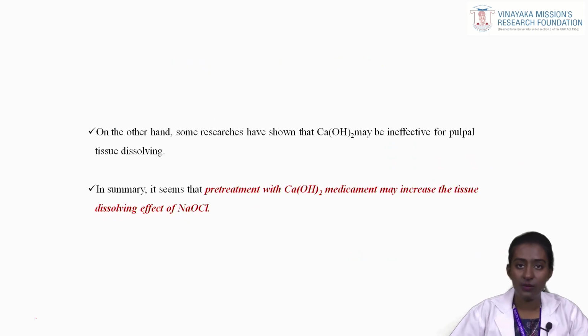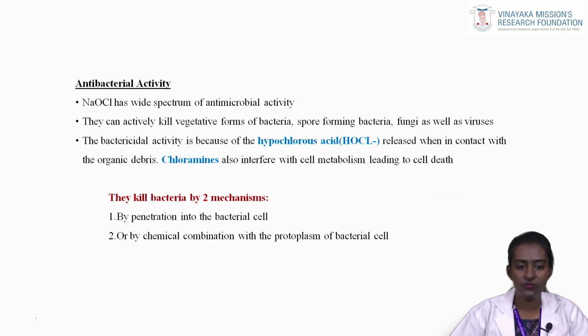On the other hand, some researchers have found that calcium hydroxide was ineffective for pulpal tissue dissolving. So in summary, it seems that pre-treatment with calcium hydroxide medicament may increase the tissue dissolving effect of sodium hypochlorite. The antibacterial activity of sodium hypochlorite: it actively kills the vegetative forms of bacteria, spore-forming bacteria and fungi. This is basically because of the hypochlorous acid which is released on contact with organic debris, and chloramines were also found to interfere with cell metabolism, leading to cell death.